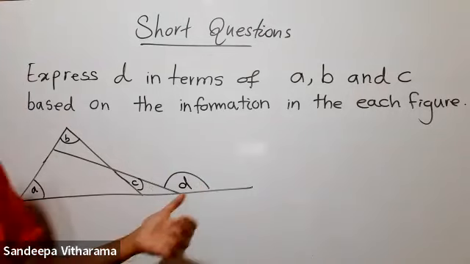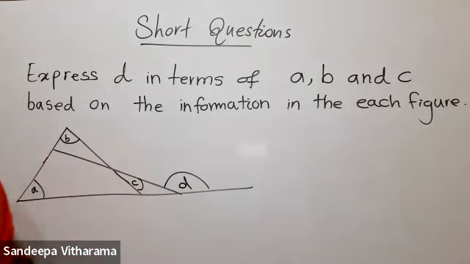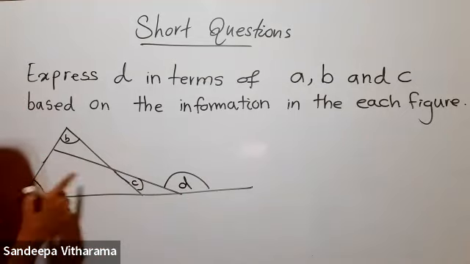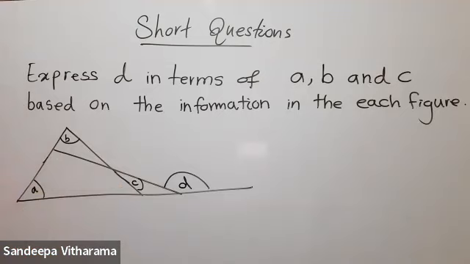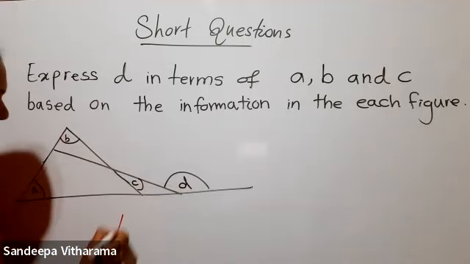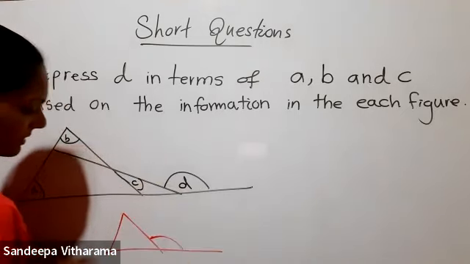Okay, now you can see that D is this one. D is equal to what? D is 4.